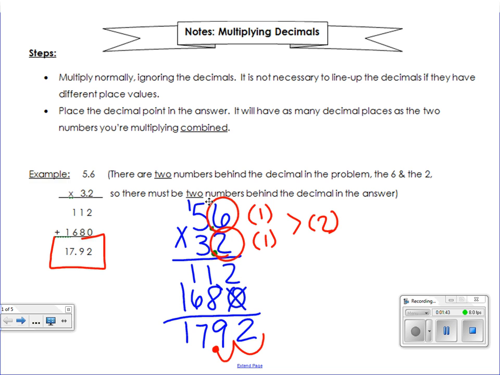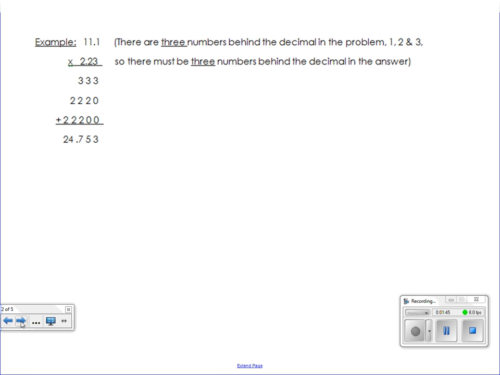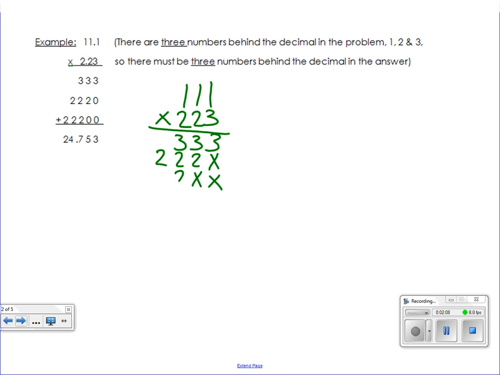Okay? On this one, we're going to be looking at the exact same way. So I would just multiply like normal. So it would really be like 111 times 223. Get 3's here because 3 times 1 is always 3. Placeholder, 2 times all my 1's would be 222. And then I have to put 2 placeholders, and I would get 222 again.